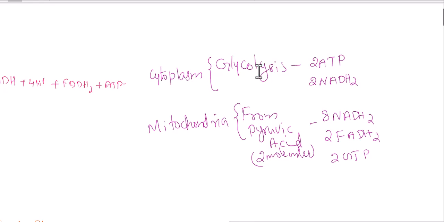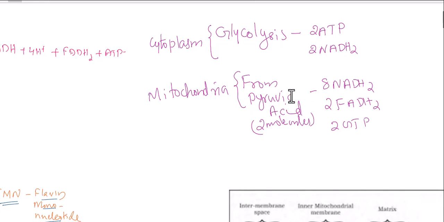We know that already. Glycolysis is the first step, in which the glucose undergoes partial oxidation. As a result, the cell can produce 2 ATP and 2 NADH2 from this process inside the cytoplasm. Then the 2 molecules of pyruvic acid from 1 glucose molecule enter into the mitochondria.